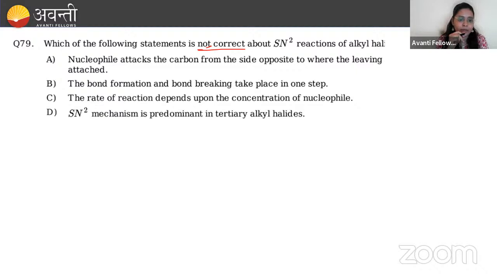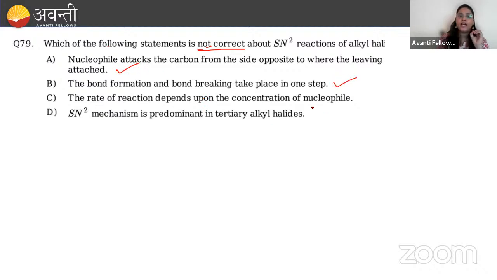The rate of reaction depends upon concentration of nucleophile, and SN2 mechanism is predominant in tertiary alkyl halides. In SN2, the nucleophile attacks from the side opposite to where the leaving group is attached. This is the correct statement, right? A is the correct statement. Bond formation and bond breaking take place in one step. There is a formation of transition state.